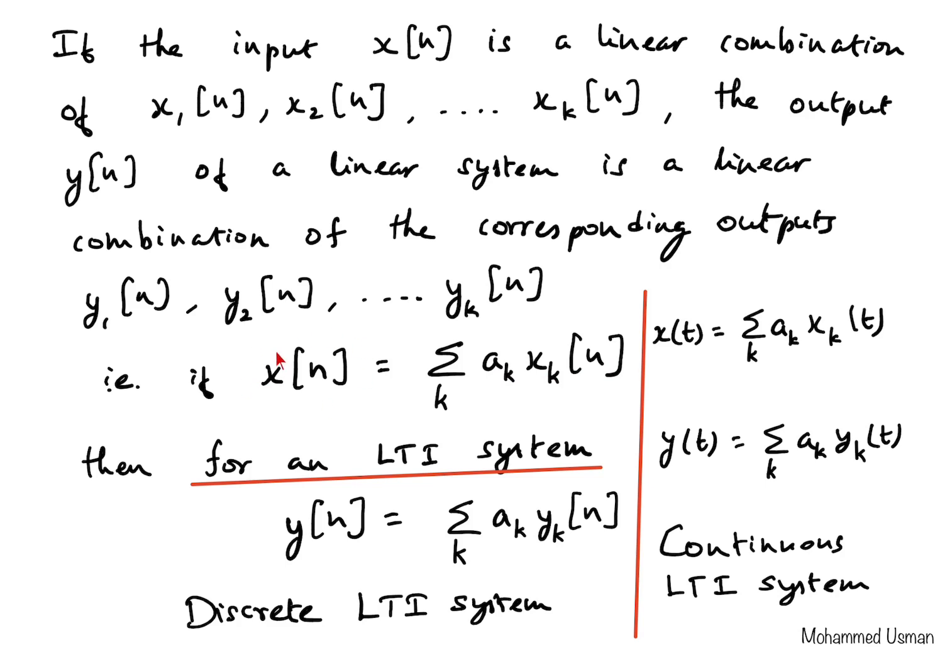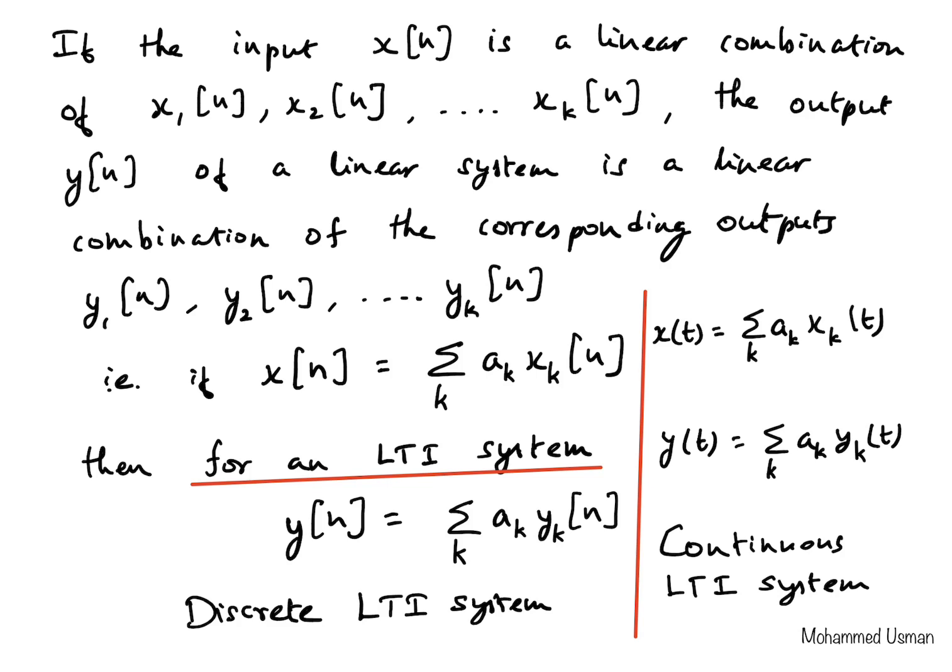If that is our input signal to the LTI system, then the corresponding output y of n is also a linear combination of the individual outputs y1, y2, y3, and so on. So that applies again to both the discrete time system as well as the continuous time system. So a system that satisfies the superposition property is one where a linear combination of inputs produces a linear combination of corresponding outputs. Okay, and LTI systems satisfy this property.